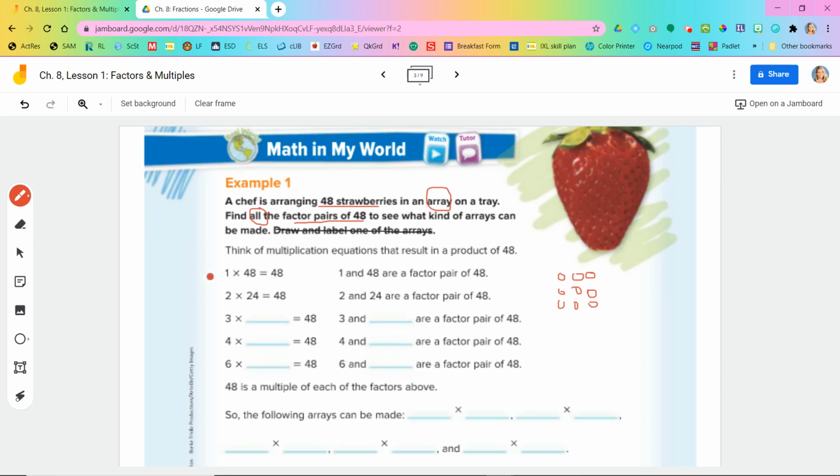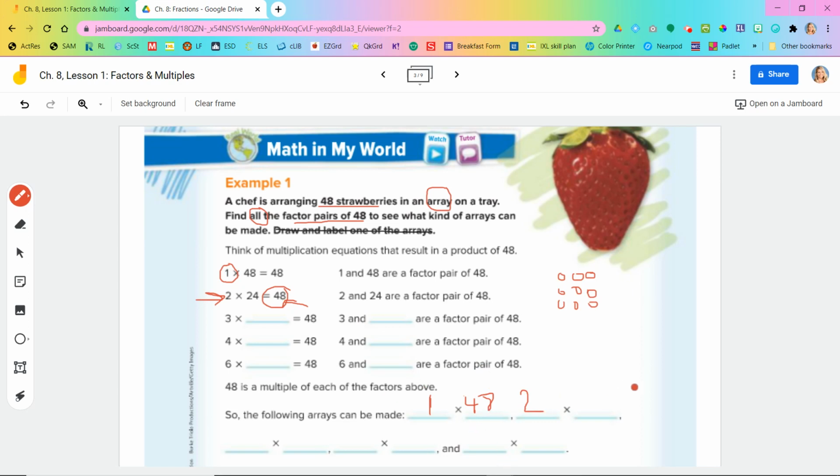Now, I like for you all to start with 1. We know that 1 is going to be a factor because 1 will go into every number. 1 times 48 gives me 48, so that is my very first factor pair. Now, after I check 1, I'm going to think about 2. Will 2 evenly divide into 48? Will 2 times anything give me 48? And I know that answer is yes because 48 is an even number, by looking at that 8 right there. So I know 2 is going to work.